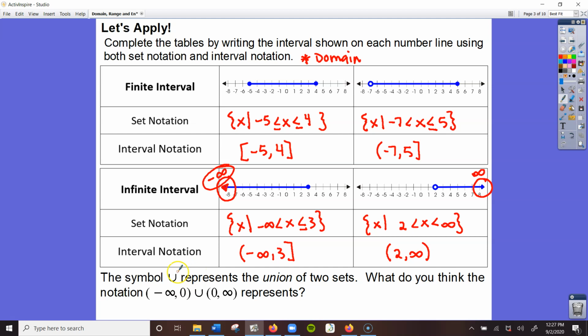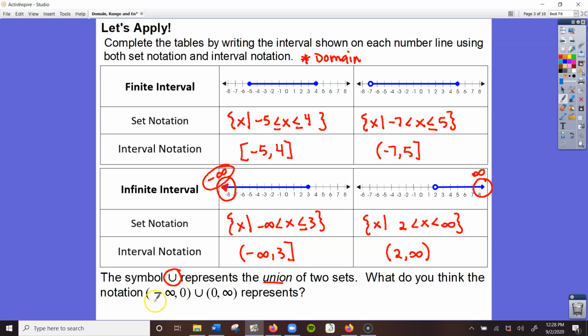We have the symbol U, it looks like a U, represents the union of two sets, meaning it's this interval and this interval as well. Okay, so we'll see that later on as we continue on in the course. So if we're looking at something like this, parentheses, negative infinity, comma 0, close parentheses, union, parentheses, 0, comma infinity. And I want to know, what does this represent?